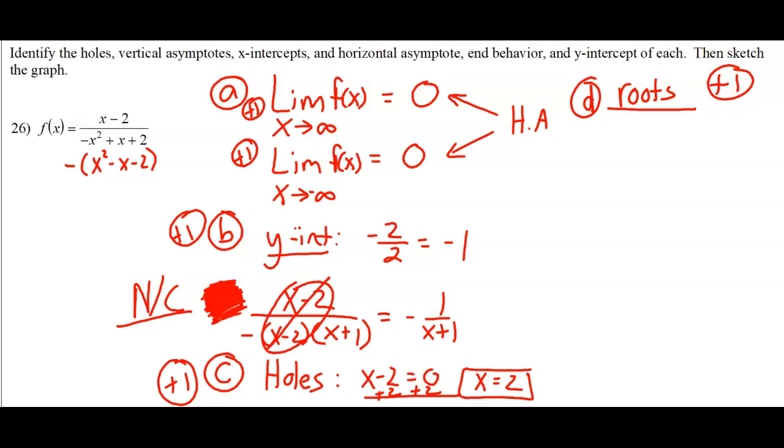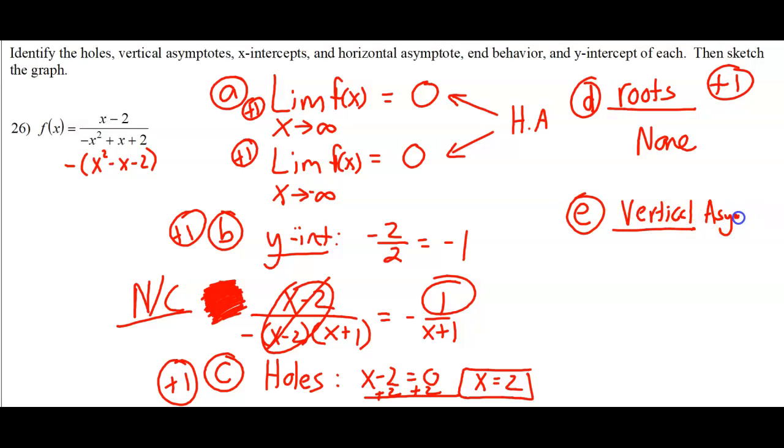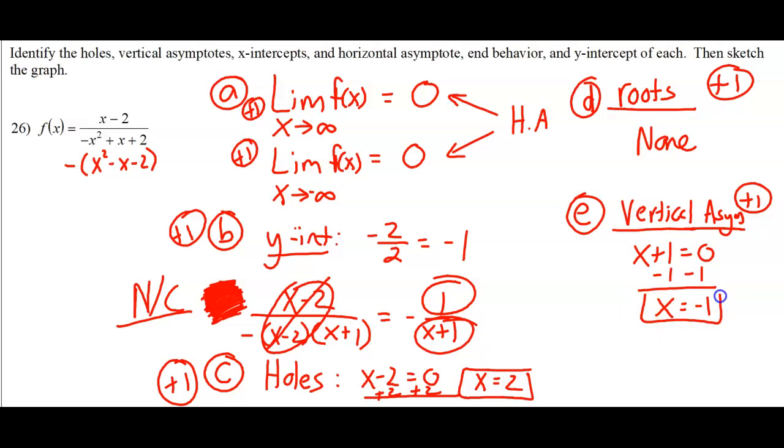The roots are where you take the factors that are on the top and set them equal to 0. But I don't have any factors on the top, so I would say none. In other words, this function does not touch the x-axis anywhere. Part E, you'll also be given some points for finding the vertical asymptote. That's where you take the factors on the bottom and set those equal to 0 and solve. So I end up with a vertical asymptote at -1.